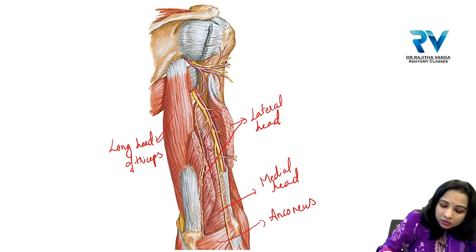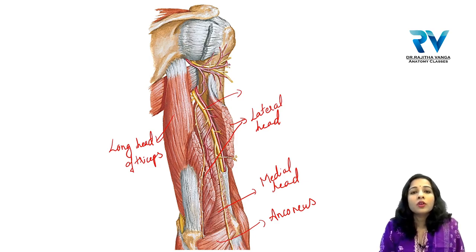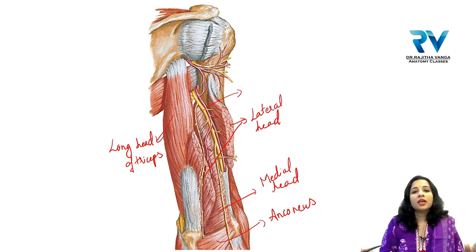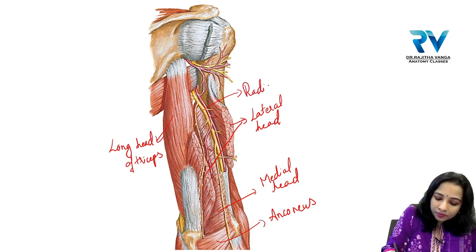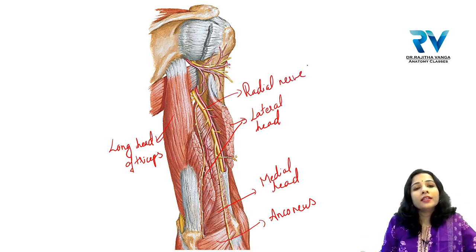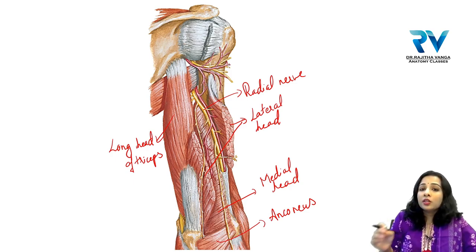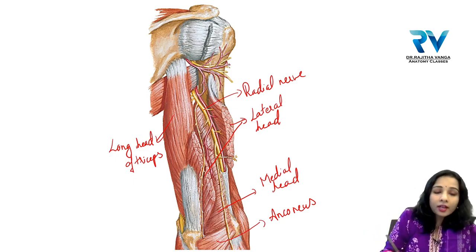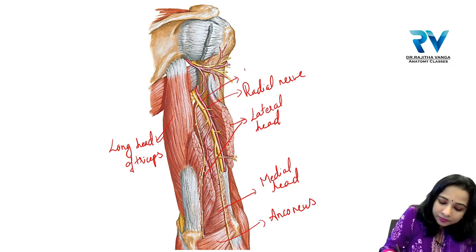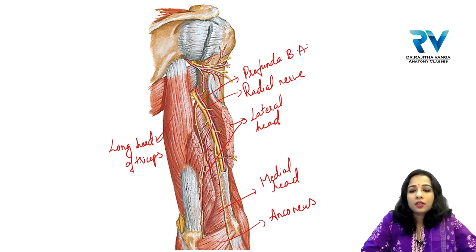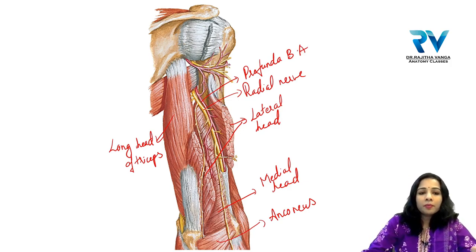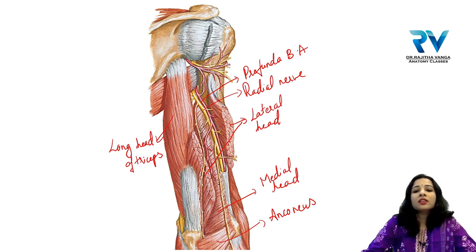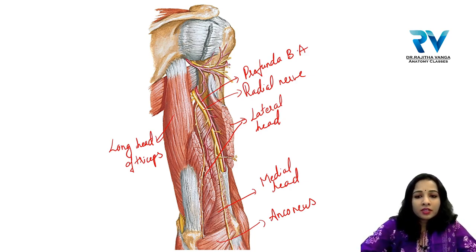along with the profunda brachial artery. The radial nerve is the continuation of the posterior cord of the brachial plexus. It is the largest branch of the brachial plexus, and the radial nerve will be discussed separately in another topic, but here I will just show you the radial nerve, which is related to the posterior part of the shaft of the humerus in a groove called the spiral groove or radial groove. And along with the radial nerve, we can see the profunda brachial artery. So that is about the posterior compartment and triceps, its origin, insertion, nerve supply and actions.